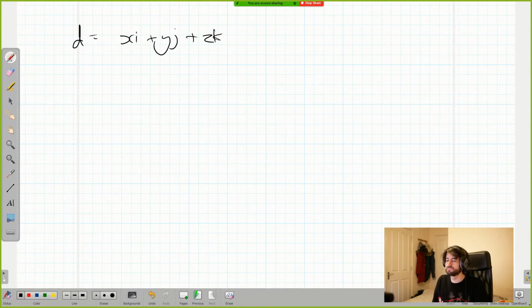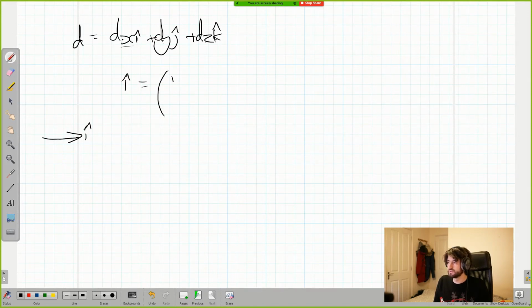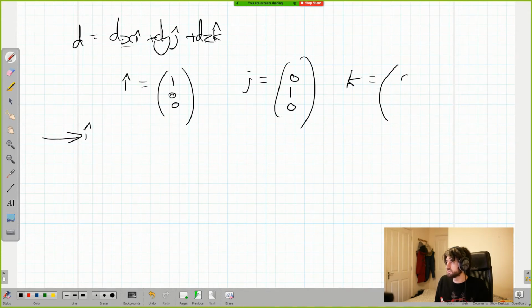So these are just values, or we can even call it dx, dy, and dz. And these are vectors. That's d dot x, it's not like an integral. That's d dot x, the x component of d, the y component of d, and the z component of d, multiplied by these unit vectors. So the unit vector i is equal to 1, 0, 0. j is equal to 0, 1, 0.